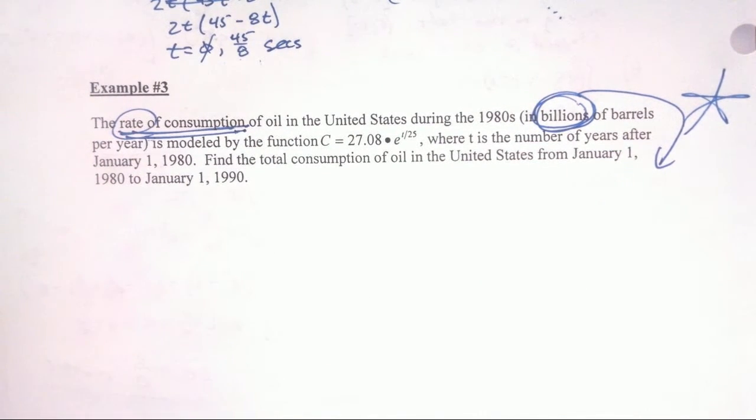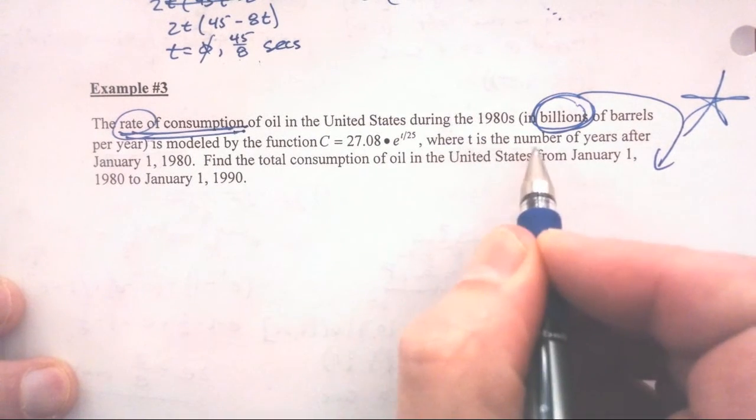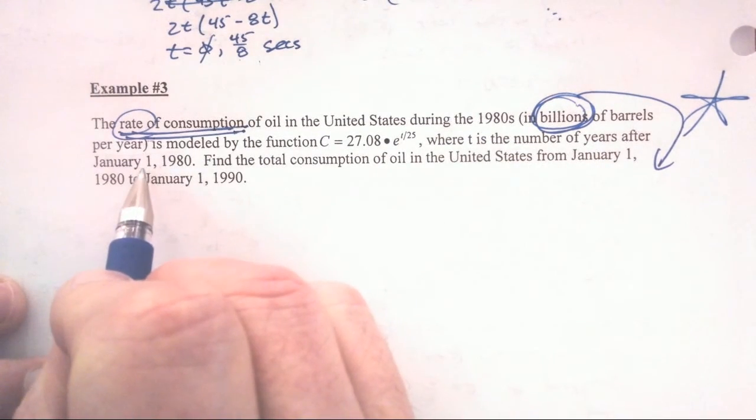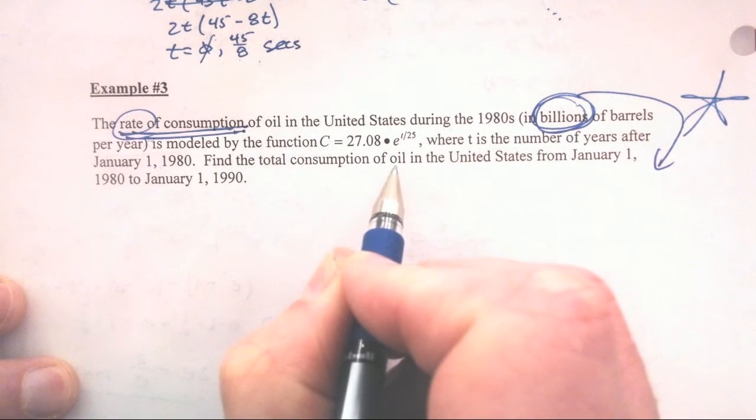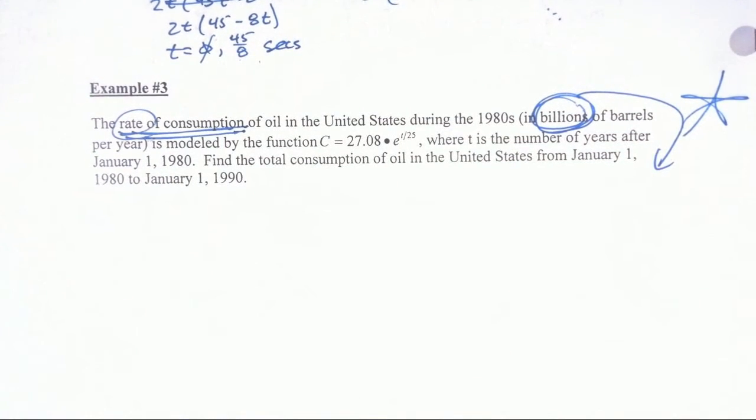Okay, so rate, we see rate in there. That is a velocity equation, where t is the number of years after January 1st, 1980. Find the total consumption. The total consumption is, it's not our displacement.